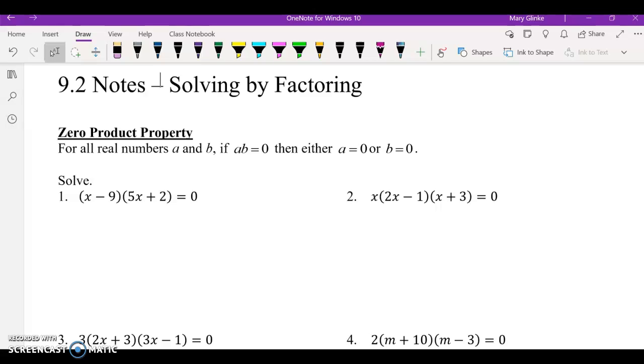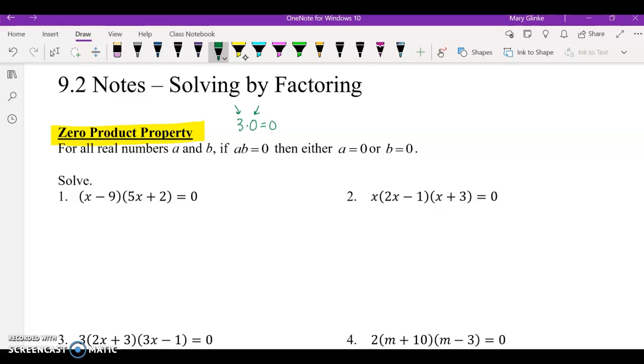Hello. Today we are going to be solving quadratic equations by factoring. So we will be using the zero product property, which states if you multiply two numbers to get zero, either the first number has to be zero or the second number has to be zero. So one or the other.